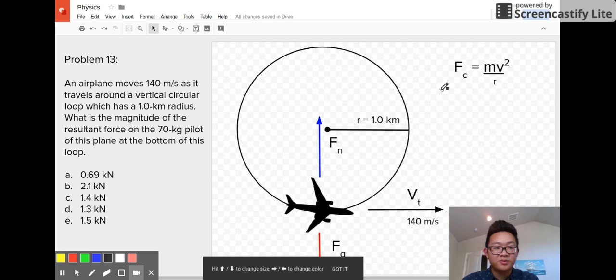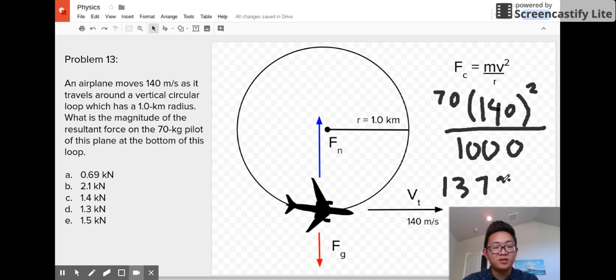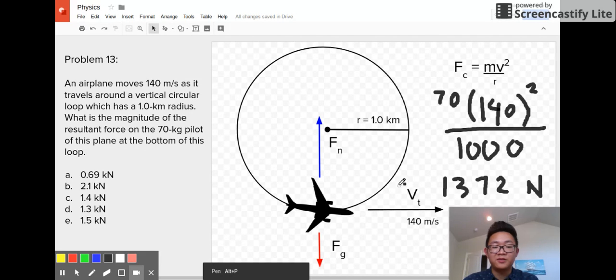So we will do 70, which is the mass of the pilot, times 140 meters per second squared, the velocity, over the radius, which is 1 kilometer. That converts to 1,000 meters. We do that, we get 1372 newtons. The answers are in kilonewtons, which means we have to convert.